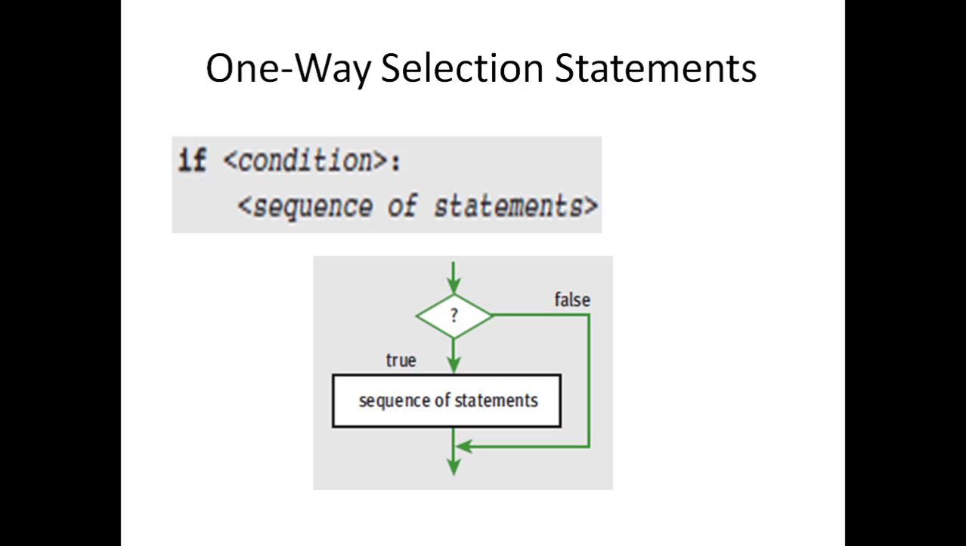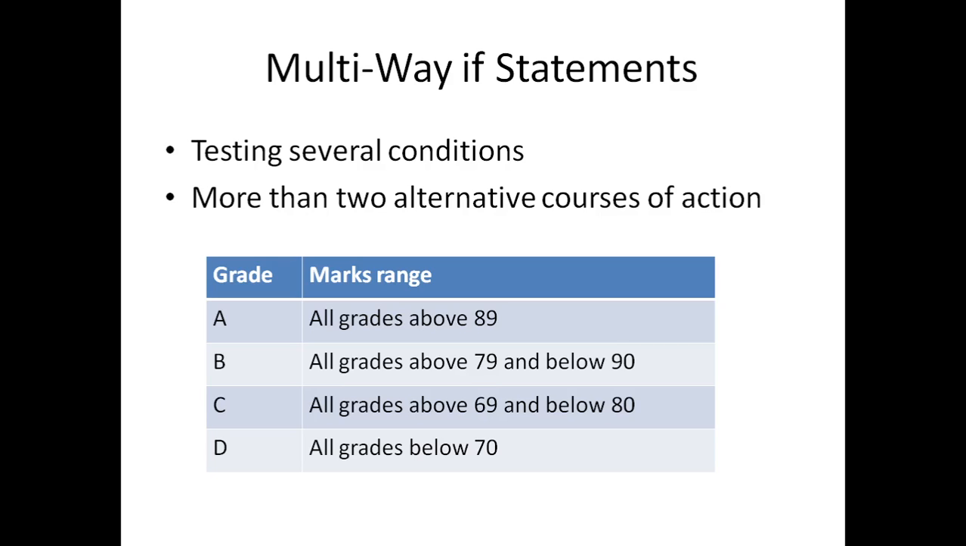Then we have multi-way if statements also. We use them if we have to take more than two courses of action. There might be cases where we have to take several courses of action. If the condition is like this, we have to execute this set of statements. Else, we have to execute some other statement. Else, if it is some other condition, it has to execute some other statement. Like that, there may be several courses of action.